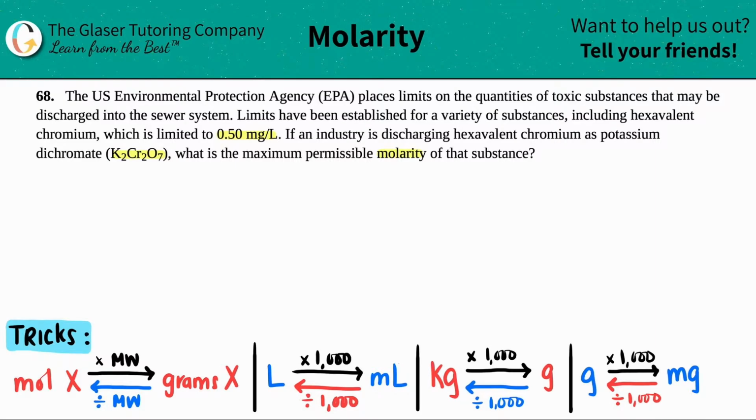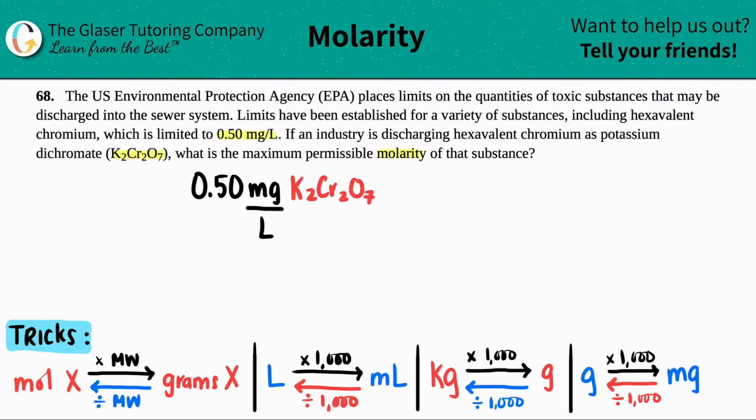that substance? Okay, so looks like they only gave us one number, right? In this whole big rant, they just told us that we need to limit these toxic substances to 0.50 milligrams per liter. And now they're being more specific. They said that this toxic substance is actually the potassium dichromate, which is K2Cr2O7.